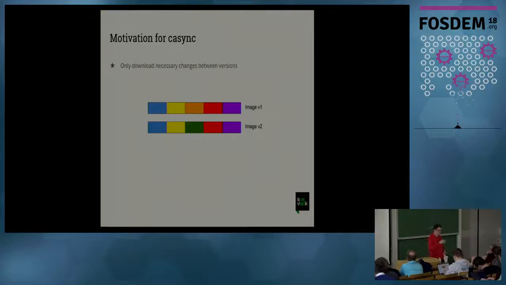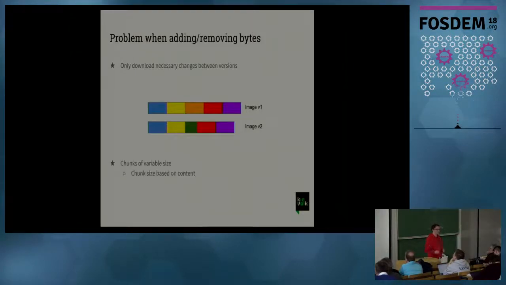And in the mid image, the difference between version one and version two is only one small piece of change. So it goes from orange to green on the graph. In this case, I would like to only download that small portion and not re-download everything when I upgrade the image. So it's cut into chunks.